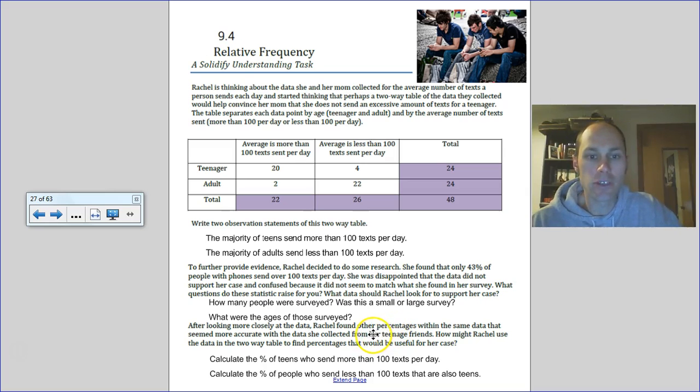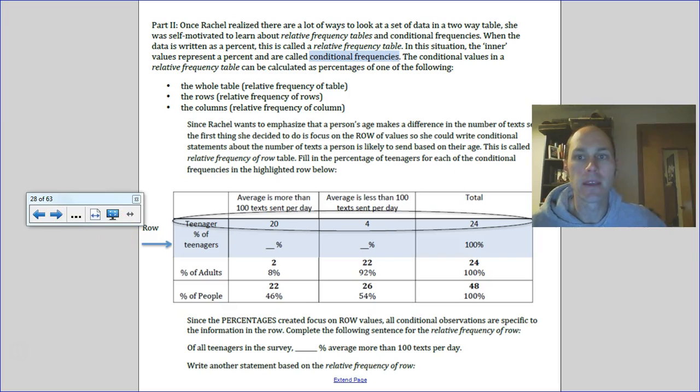And then how could she use her two-way table? Well, she could calculate the percentage of teens who send more than 100 texts per day. If we can see the percentage, it helps compare the data a lot better. Or calculate the percentage of people who send less than 100 texts that are also teens. So find out of the people who send less than 100, what percentage are teens and what are adults. So if we can get those percentages, it'd be easier to compare the data.